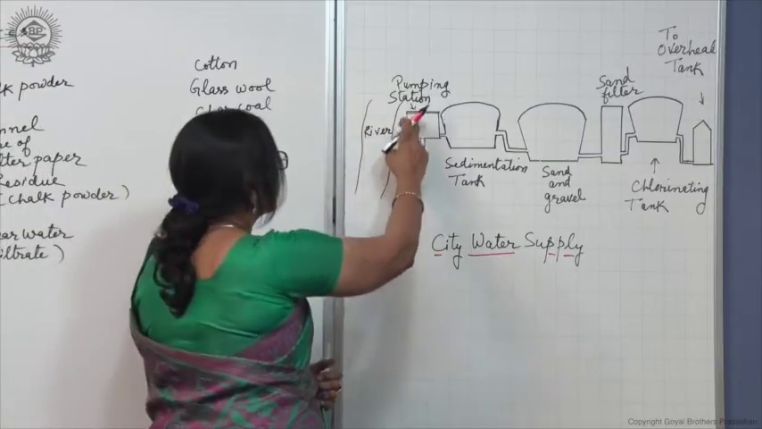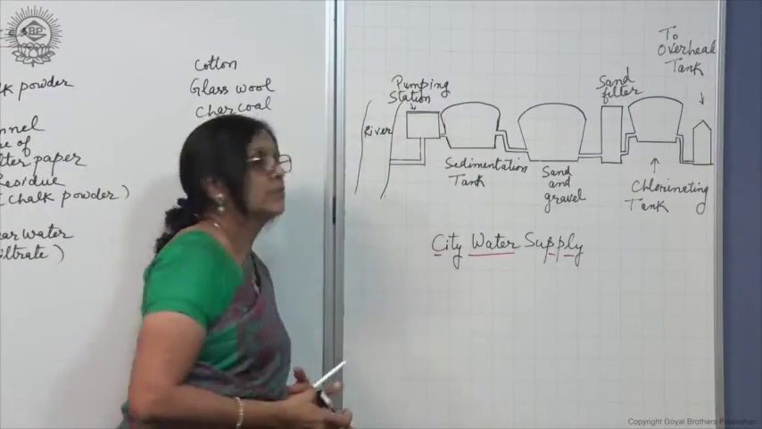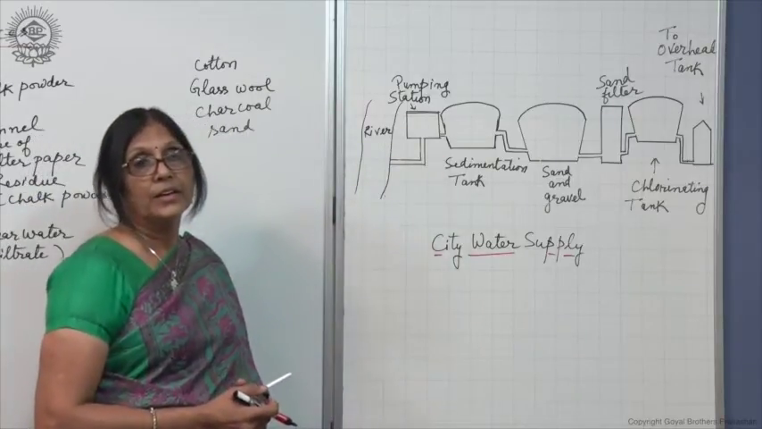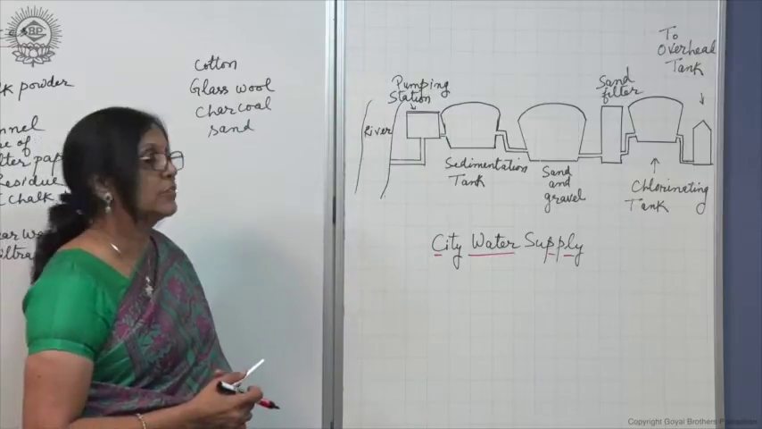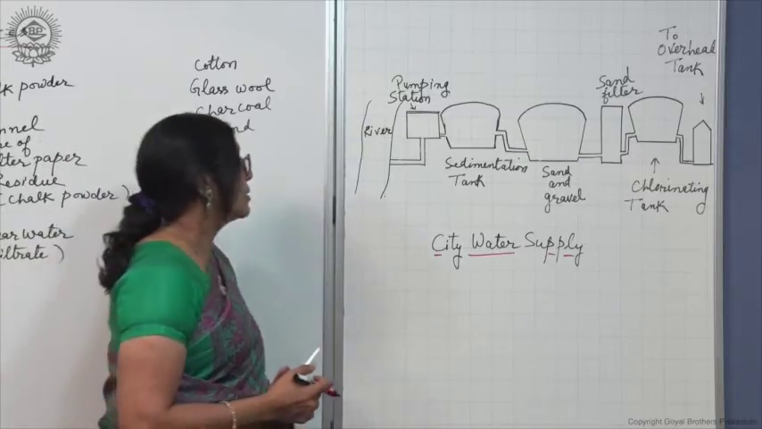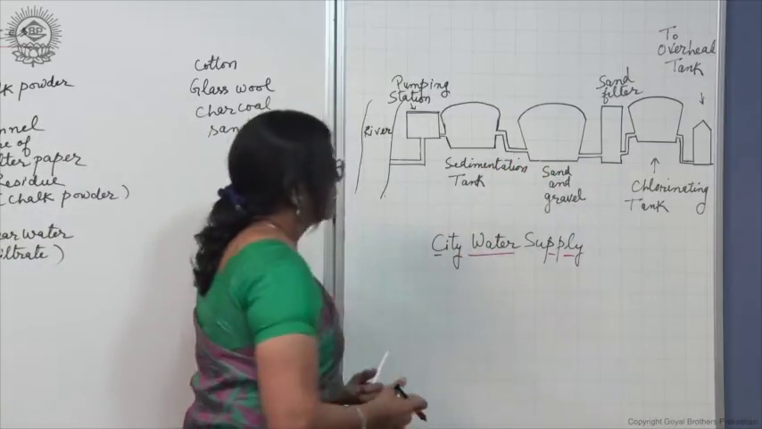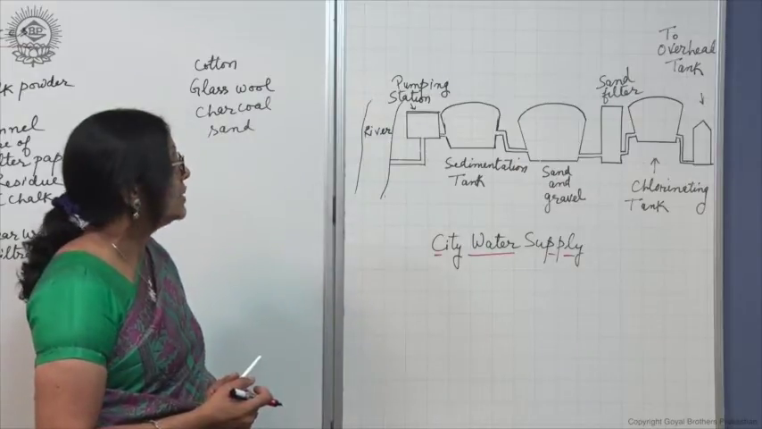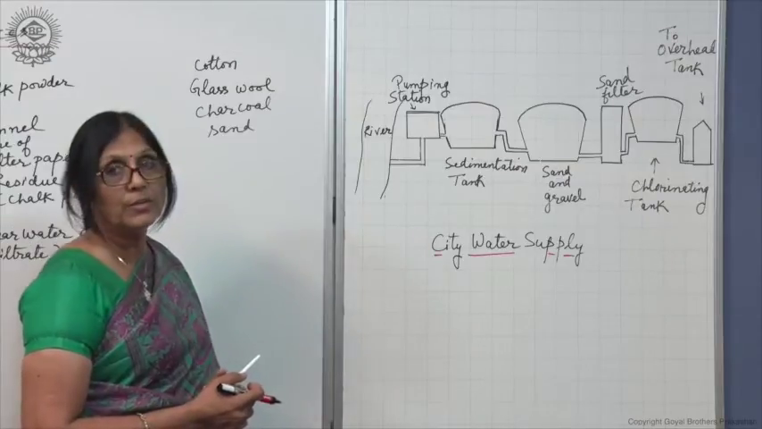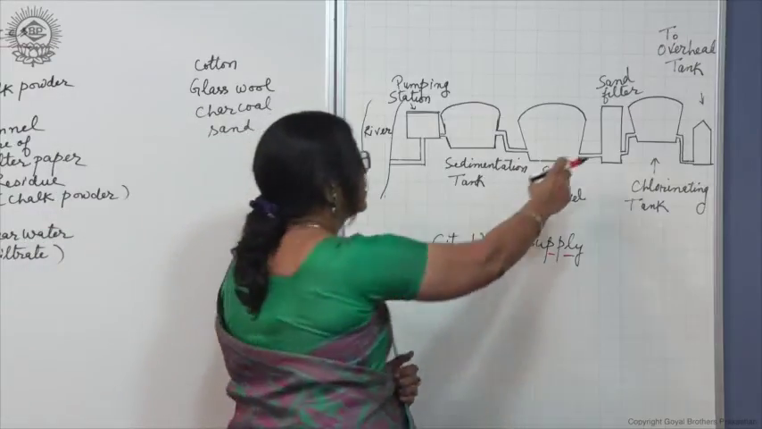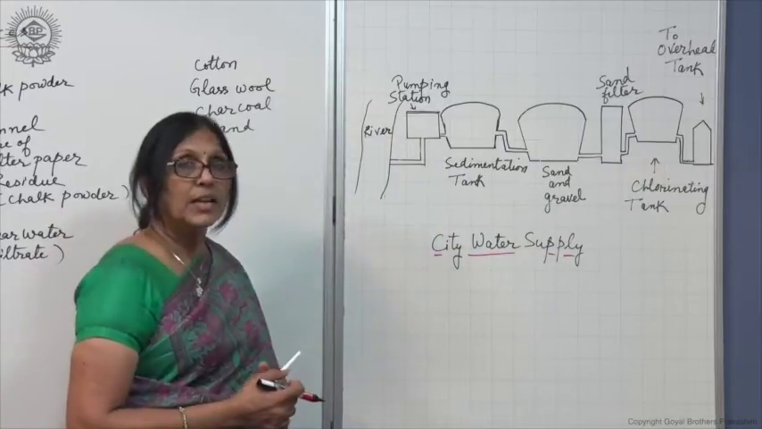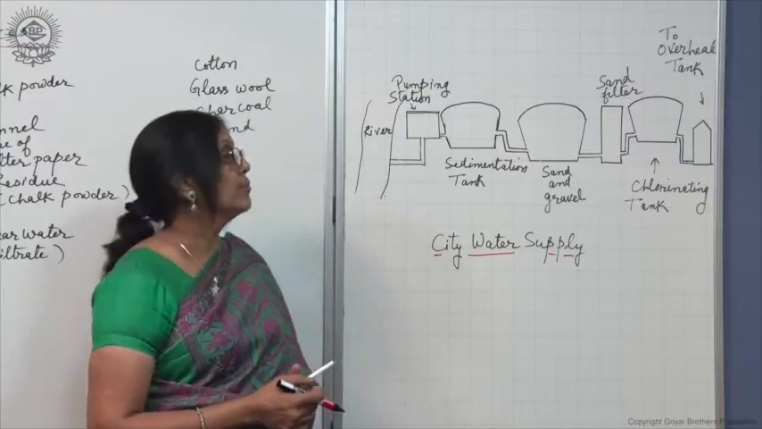So river water is first pumped with the help of pumping technique into the sedimentation tank, where the solid impurities get settled down, sedimentation takes place, and then the water is passed through the tank containing sand and gravel, where the water gets filtered, leaving behind the solid impurities, and then to another tank fitted with sand, that is called the sand filter, where again filtration occurs to remove the solid impurities.